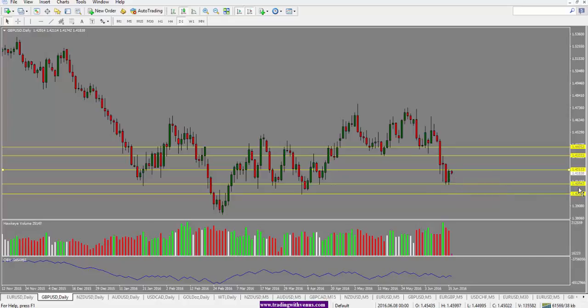If the price comes down into 1.4100, we could look for a buying opportunity. However, if it holds below this, we are looking at 1.40 as our target. At this point, with all the volatility around the British pound with Brexit concerns, this could be a volatile pair to trade, especially going into the referendum here. So be very careful with this one.